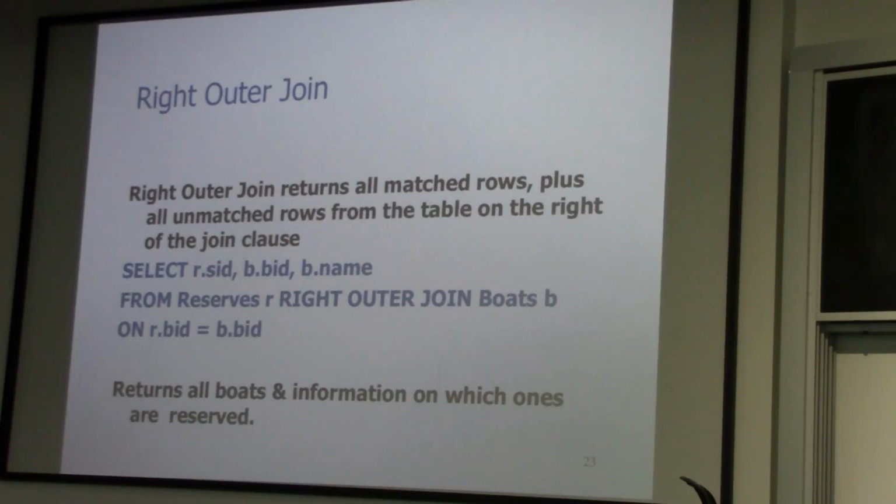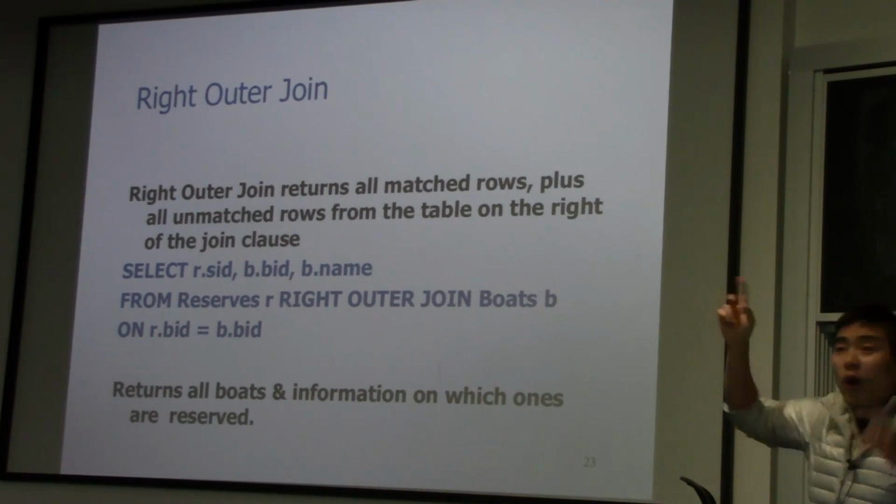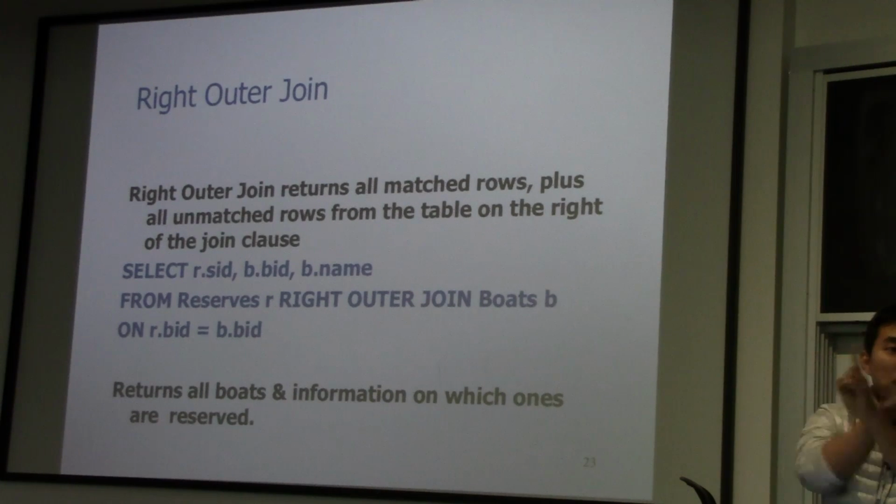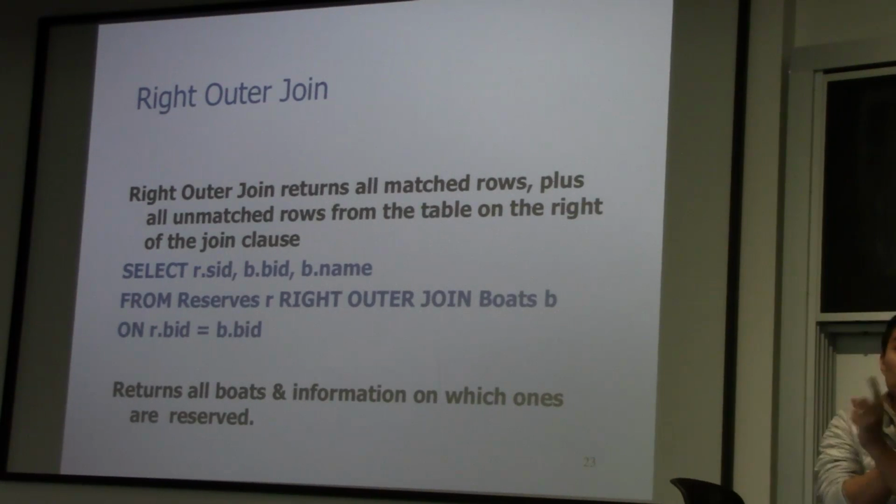All right, right outer join. If you understand left outer join, you can understand right outer join, right? Same example. Here, as a club owner, I want to show all the boats I have, and for each boat, I want to show the associated sailors who have ever reserved that boat. But if a boat has not been reserved at all, I still want to show that boat regardless. Then you use right outer join. Or you can use the left outer join by flipping the order of boats and reserve. Boats and reserve, you can do the same thing.